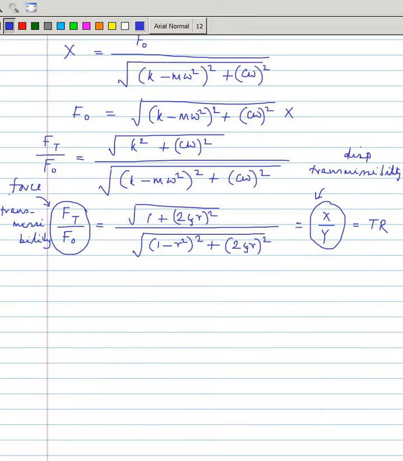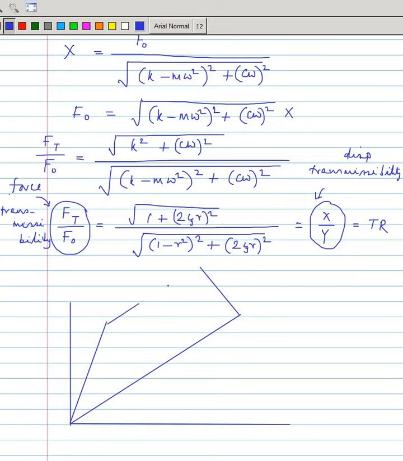And if you want to check graphically, we have seen this in the complex plane. So this is F naught, and X is actually lagging by an angle phi. So X and kX would be in the same direction. Or what you can do is draw it like this, suppose. Okay, so let us try. This is F naught, this is X, and this is c omega X, which is perpendicular to this, and this is m omega square X.